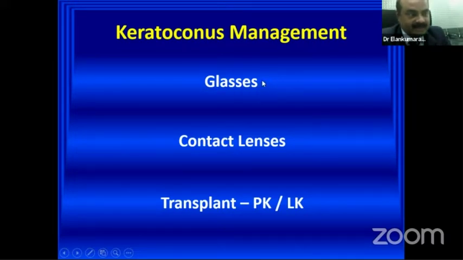Traditionally, what we were taught was anything where we cannot make the patient improve beyond 6/12, say glasses not improving beyond 6/12, shift to contact lenses, not improving beyond 6/12, shift to transplant. This is what was taught. But what is practically done is, if the vision, whatever we give with glasses, is not helping him perform his daily duties, then we shift him to contact lenses. Or if the contact lens is not helping, then we shift him to the other procedures.